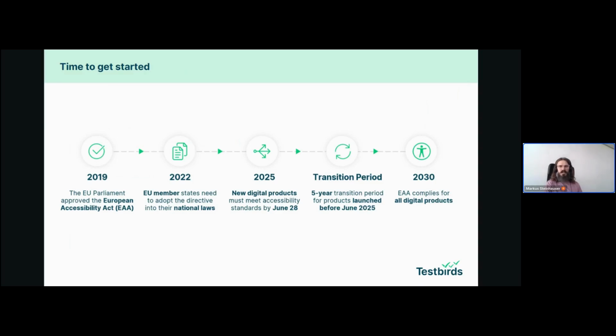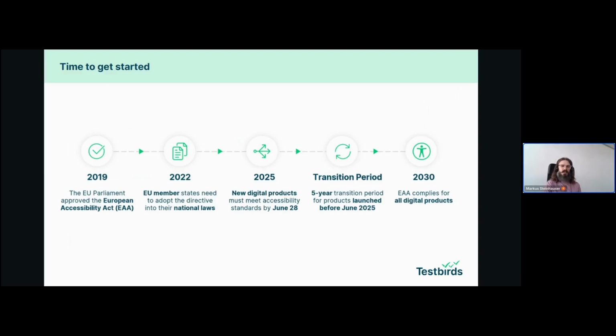And what's now interesting is we are currently in 2024, right? And a bit less than 1 year from now, so end of June 2025, the guideline goes into place, and all new products that are launched after that deadline need to be accessible in the end. And there's an important distinction there. So it's for all new products starting next year in June.